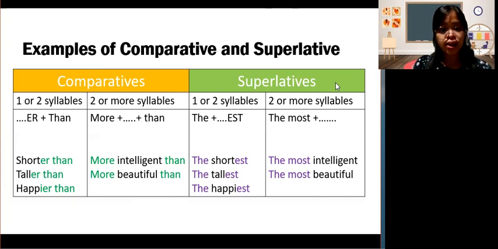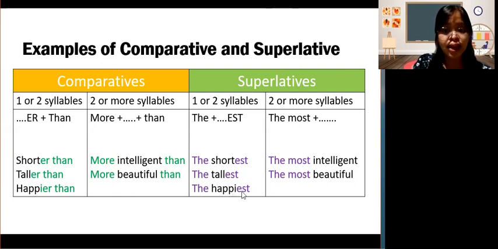Now, when we have superlative, we have example here, one to two syllables, we just add est. Okay, say for example, we have the word short. We have the word the plus short and then est, it becomes the shortest. Okay, same as well with the second one, the tallest. Okay, now we have the happy. Same with this.